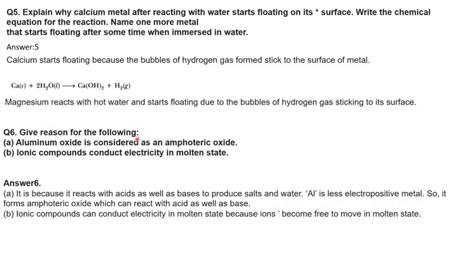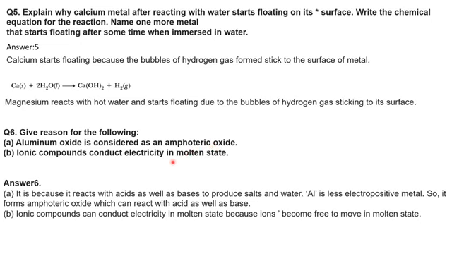Okay, give the reason for the following. Aluminum oxide is considered an amphoteric oxide, and we have done that amphoteric oxides behave like acid as well as like base. So when they react with acid, they form salt and water, as well as when they react with base, they form salt and water, right?